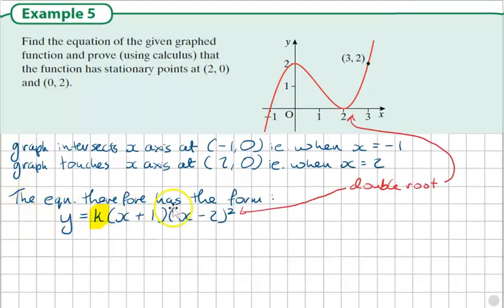The equation therefore has the form y equals k, some unknown value k, times x plus 1 times x minus 2 all squared. So the factor x plus 1 comes from here. If x is equal to minus 1, then a factor must be x plus 1. And then the x minus 2 squared comes from here. If it touches the x-axis at 2, but it turns and keeps going and doesn't actually cut through the x-axis, then you know you have a double root here. So you have x minus 2 squared. So since this is positive 2, we have minus 2 in the brackets.